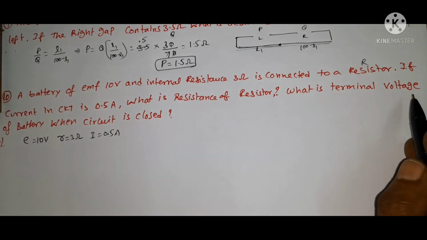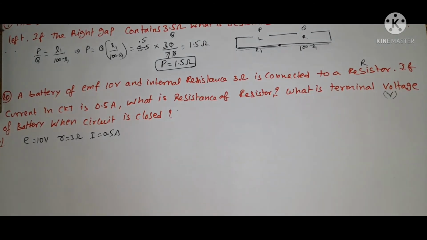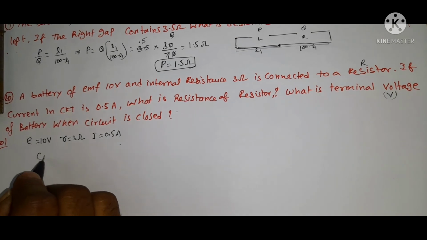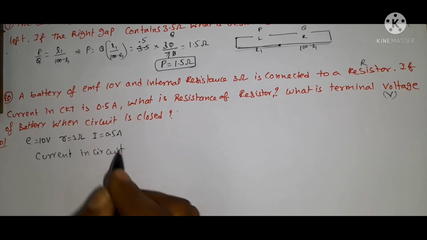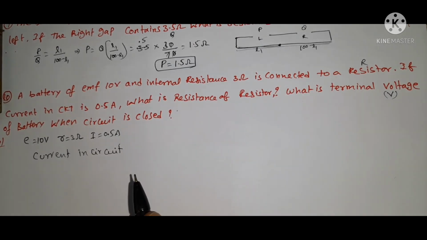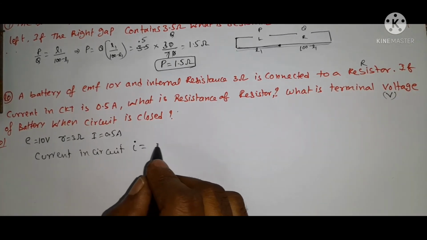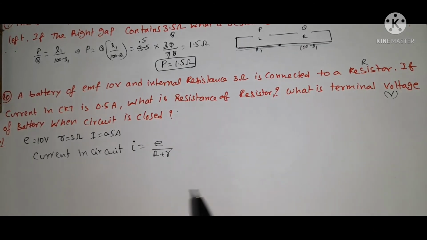And what is the terminal voltage V when the circuit is closed? That is the question given here. For this, I simply wrote the data here. First of all, you have to know the current in the circuit. The formula is current I equal to voltage by total resistance. Voltage here is the EMF, divided by total resistance, and since they are connected in series, that means capital R plus small r.